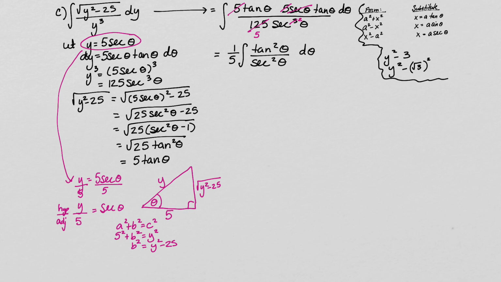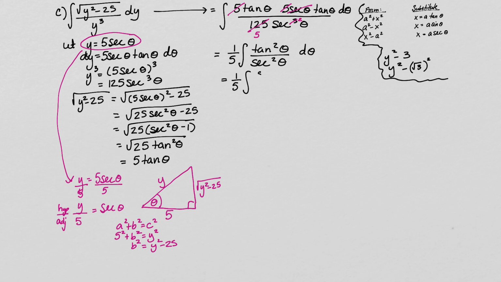And tangent squared theta over secant squared theta. If you remember from last class, it's not tangent times secant. If I had tangent times secant, then I could try one of those things from last class. But if you had any other kind of situation, I said to change it into sines and cosines. So we're going to change the tangent squared and the secant squared into sines and cosines. So this is going to become 1/5 the integral.